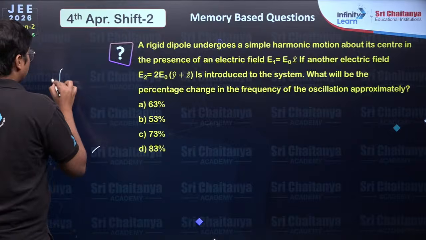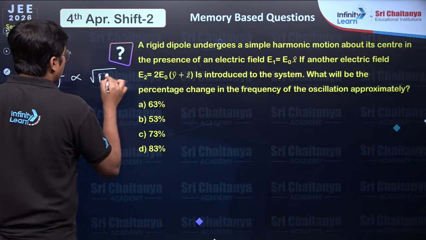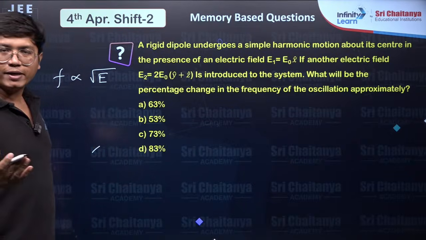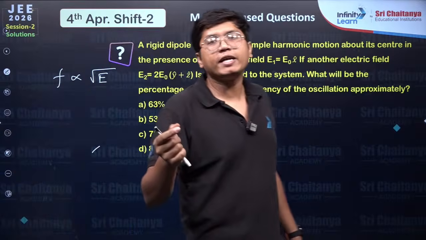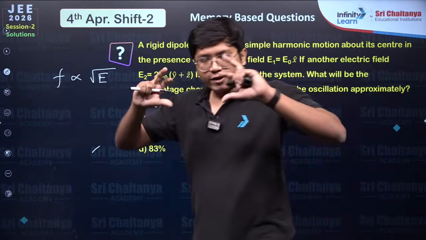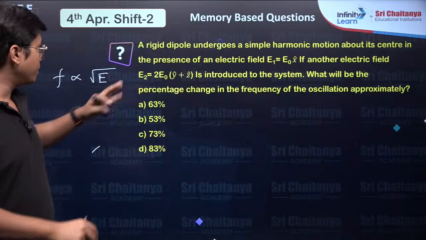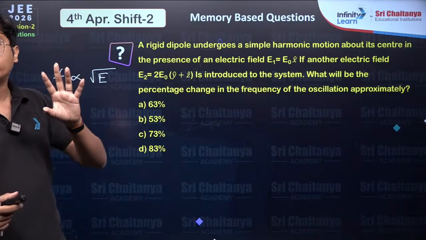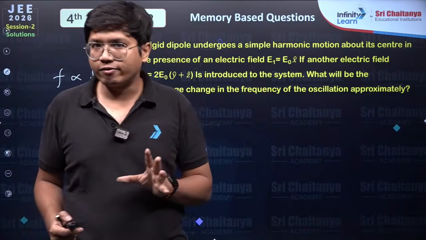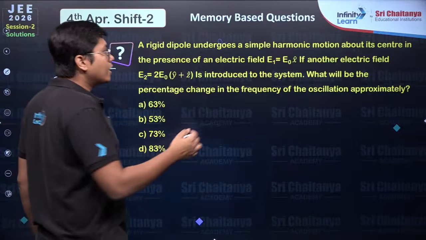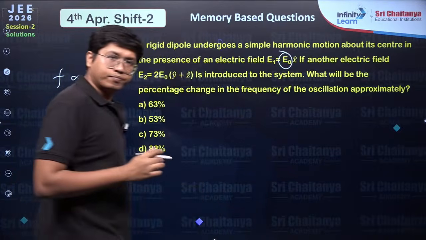I know the frequency is proportional to root over of the electric field because time period is what? 2 pi root over I by P into E. So frequency would be reciprocal of that. So in terms of electric field, it would just be proportional to root over of the electric field. Now the original electric field was just E0.